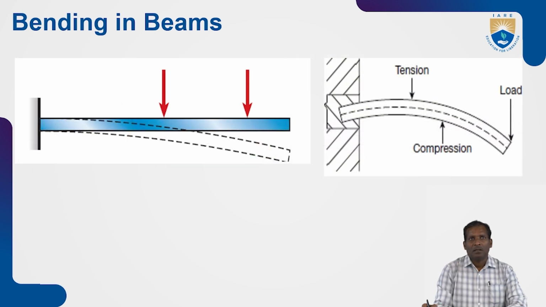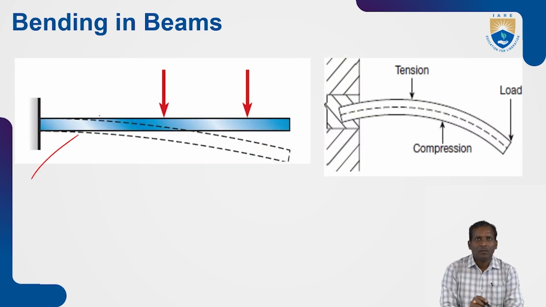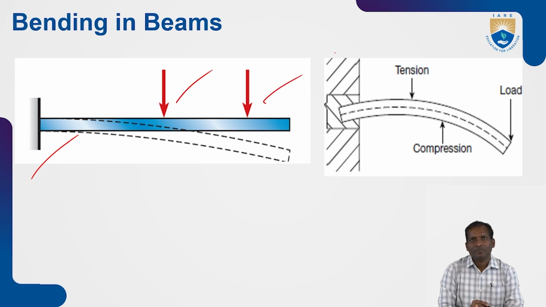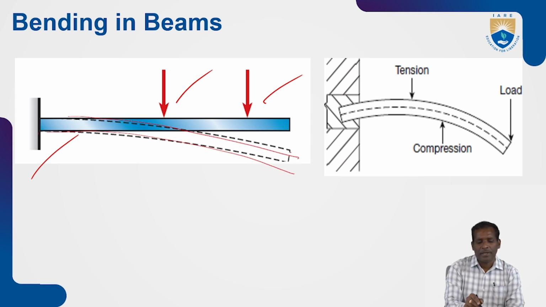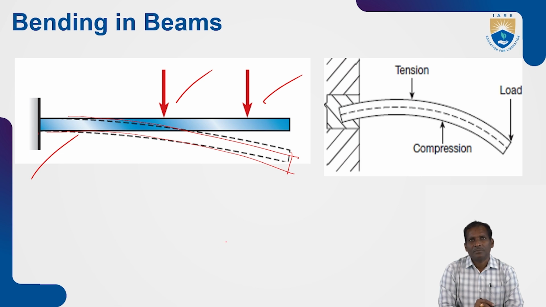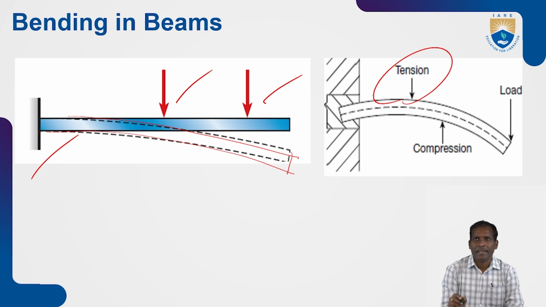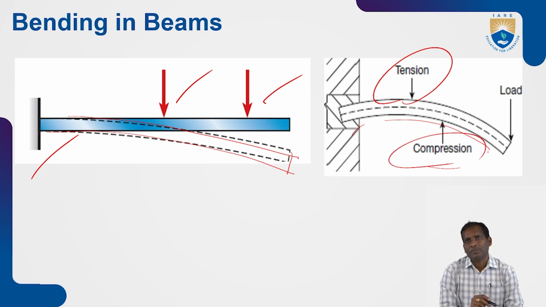In this beam, one end is fixed and the other end is free, and some point loads are acting at some distance. After loading, the beam bends like this. It means that the top portion, the top line, undergoes tension, and the bottom one undergoes compression.